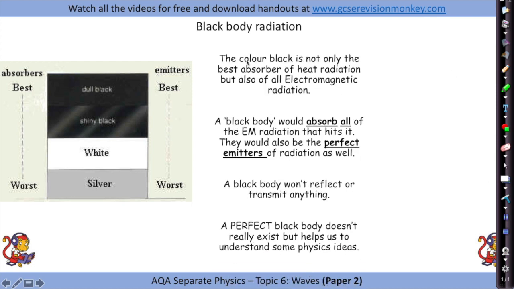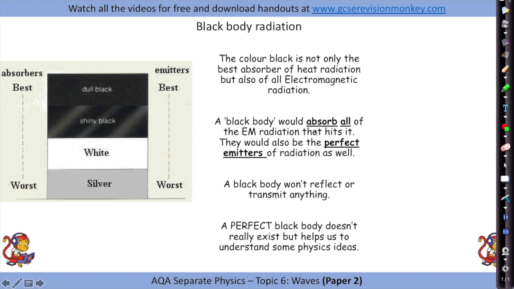So, the colour black is not only the best absorber of heat radiation, but also of all electromagnetic radiation, whether it be gamma rays to radio waves. A black body would absorb all of the electromagnetic radiation that hits it. They would also be the perfect emitters of radiation as well. So a black body won't reflect or transmit anything. So you won't see any reflections, it won't let any energy pass through it.